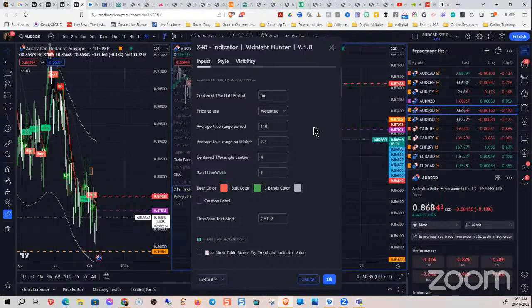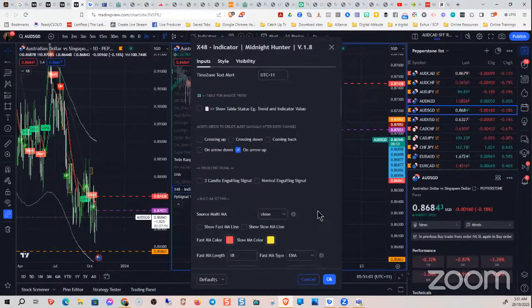Yeah, hold on, let me go in there with you because I'm getting arrows just perfectly. That's why I'm not even doubting them or slowing down. Let's go through inputs real quick. 56 weighted, 110, 2.5, 4, 1. Let's see. That's just the time. And then nothing else clicked.